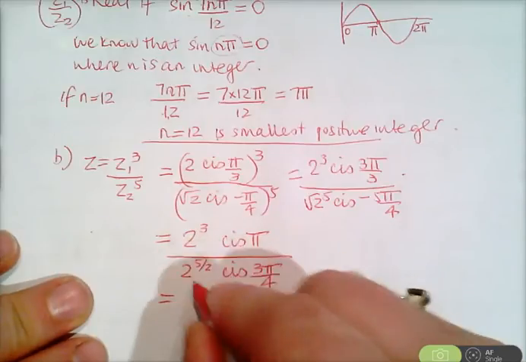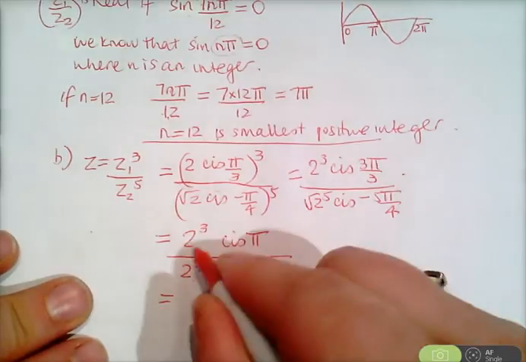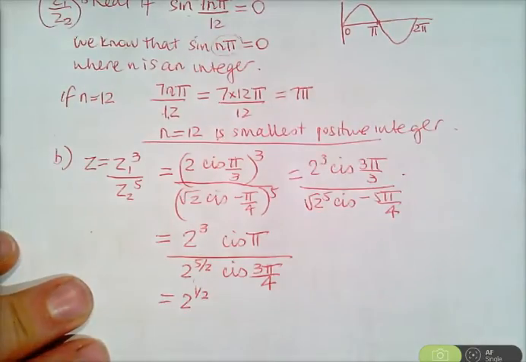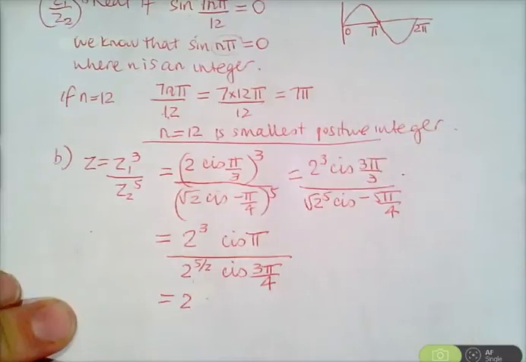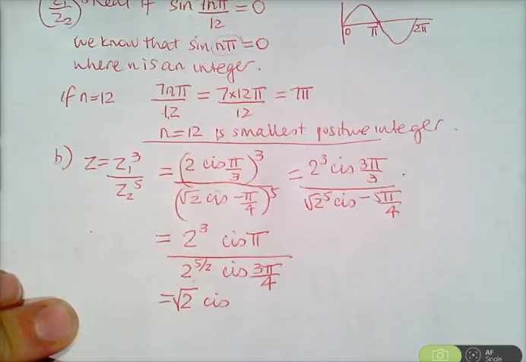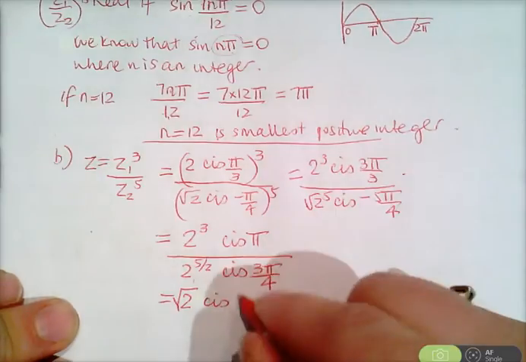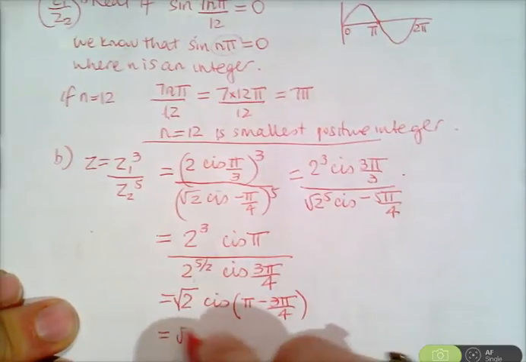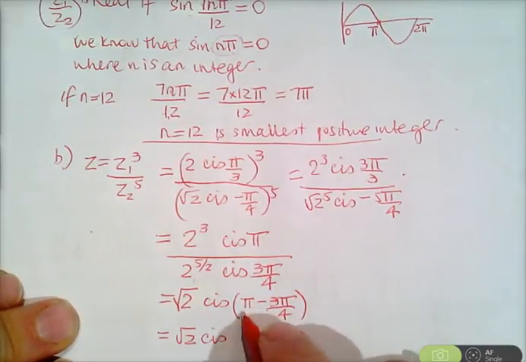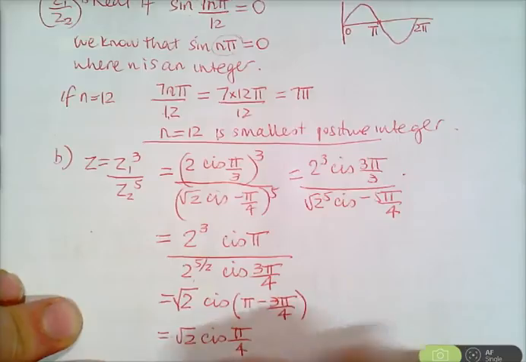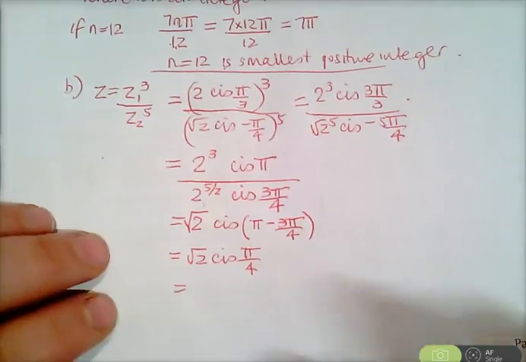Now we need to divide the moduli. So 2 cubed over 2 to the power of 2.5 is obviously 2 to the power of a half, which is root 2. And then we have to subtract the arguments. So we've got cis π minus 3π/4. So we get root 2 cis, now π, which is 1 minus 3/4, is a quarter. So it's cis π/4. Now that is a principal argument because it lies between negative π and π.